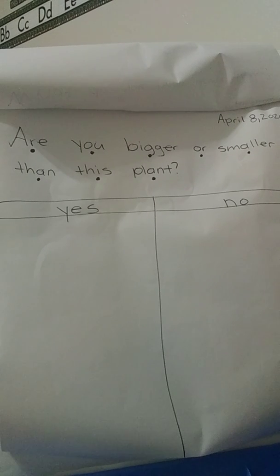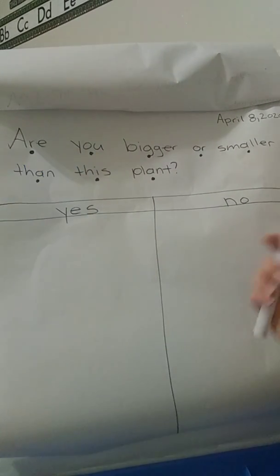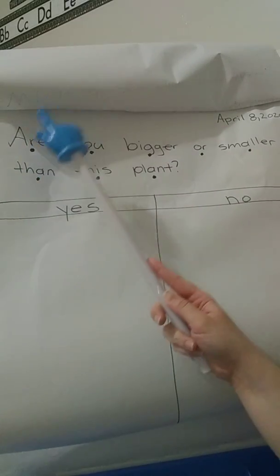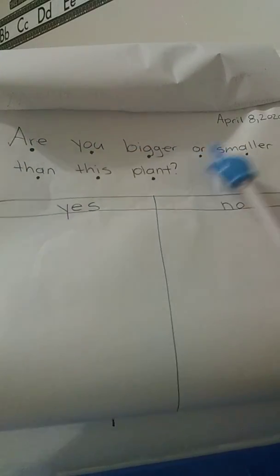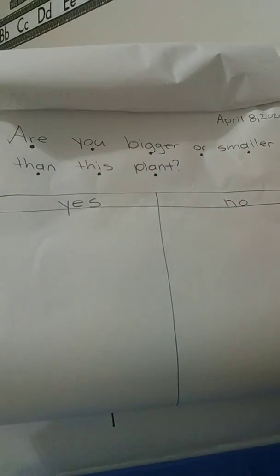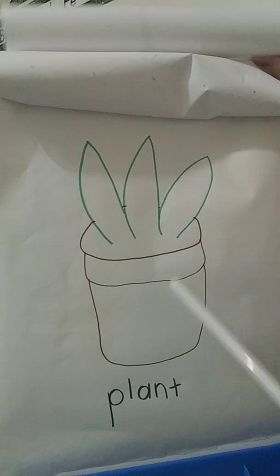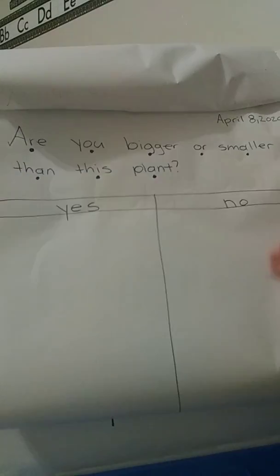Let me see, right there. All right. When we start reading, do we start at the left or the right? The left. The top or the bottom? The top. And it always begins with a capital letter. It says, are you bigger or smaller than this plant? Answer yes or no. I want to know if you're bigger or smaller than this plant, or if you have a plant at home, compare your sizes. All right, make sure mommies and daddies message either Miss Evie or Miss Jahida, okay?